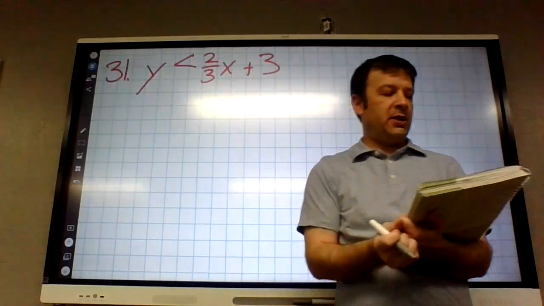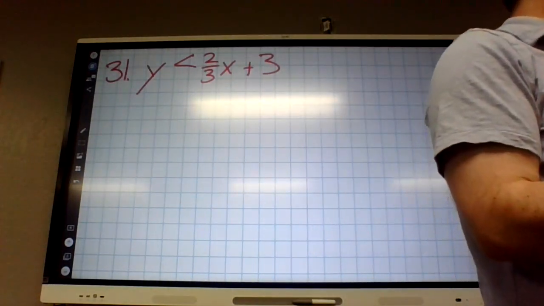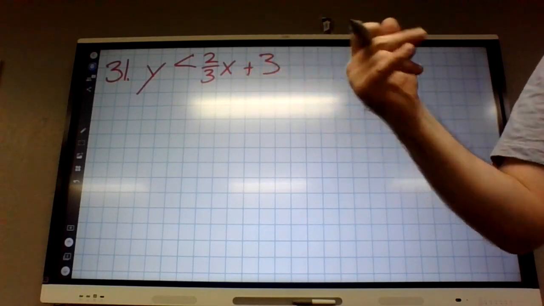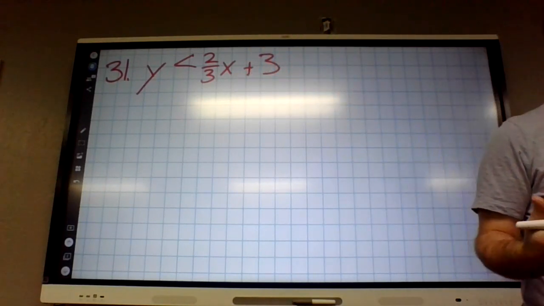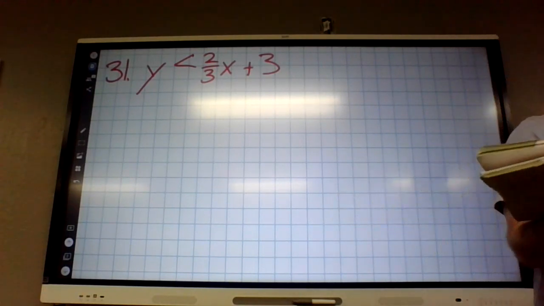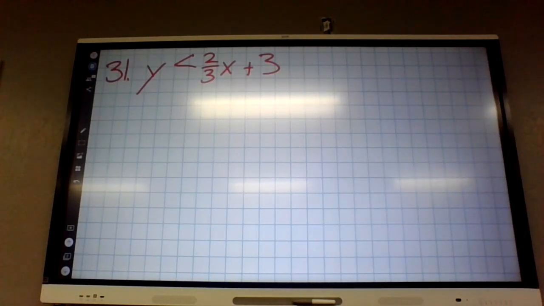So on 30 and 32, they're both absolute values, right? So on 30 it's y equals absolute value of x something. All right. 35, this is Wednesday's assignment.